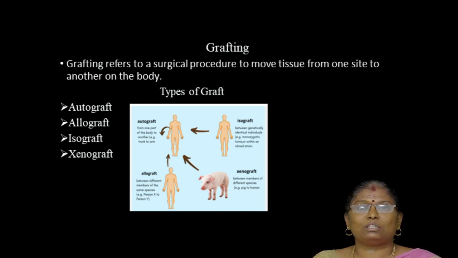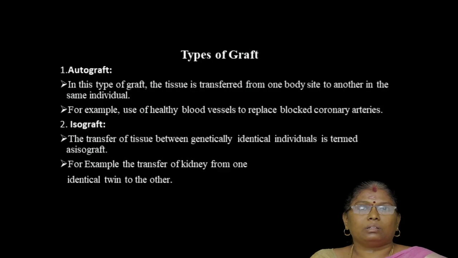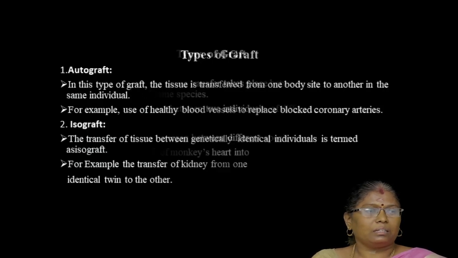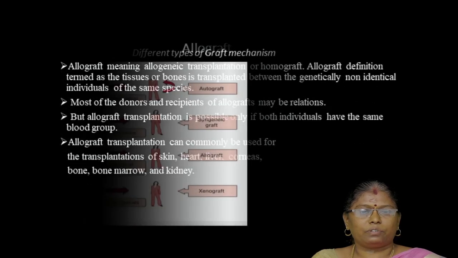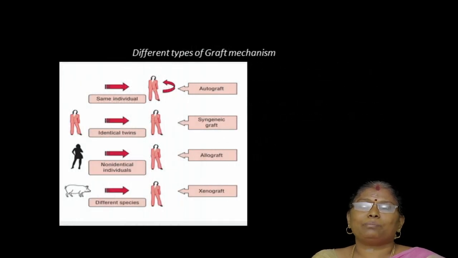The last one is xenograft. Here, tissues or organs are transferred from one species to another species. Entirely the species differ. Example, monkey to human, monkey to pig, etc. Autograft, isograft, xenograft and allograft. This diagram represents the mechanism of the different types of transplantation.